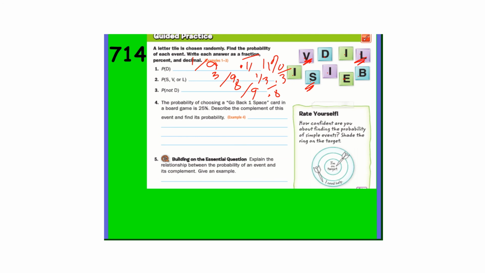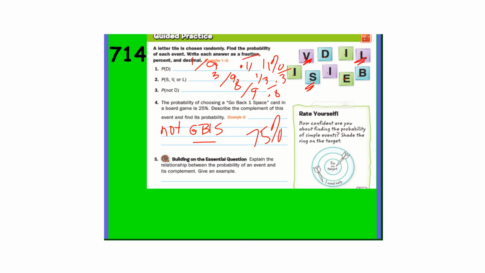Okay? Number 4, the probability of choosing a go back 1 space card in a board game is 25%. Describe the complement of that and find the probability. So the complement of choosing a go back 1 space card is not drawing a go back 1 space card. I'm just going to abbreviate it. And what's the complement? 75%.